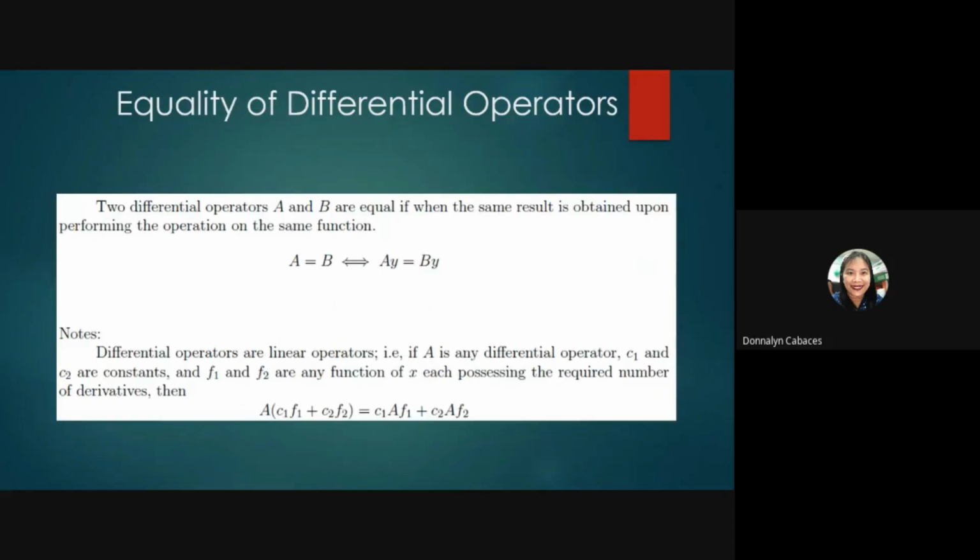Equality of differential operators. Two differential operators A and B are equal if the same result is obtained from performing the operation on the same function. If A equals B, then Ay is equal to By. It means that A is applied to y and B is applied to y.